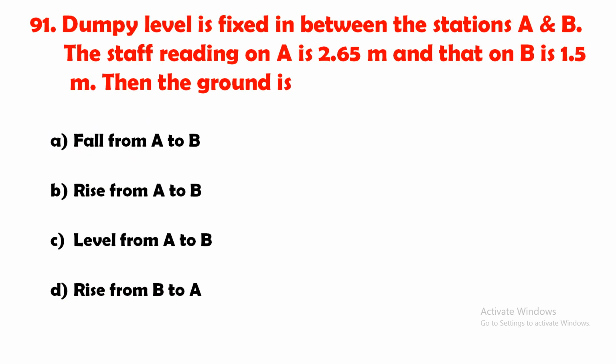A dumpy level is fixed in between the stations A and B. The staff reading on A is 2.65 meter and that on B is 1.5 meter. Then the ground is fall from A to B, rise from A to B, level from A to B, rise from B to A. The answer is rise from A to B.